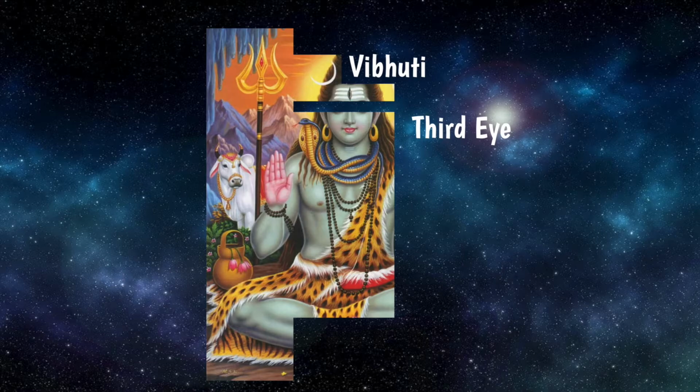The second symbol we're going to talk about here is the three white lines on Lord Shiva's forehead. They are called vibhuti and are made of ashes. You may see some people wearing these, and it is most likely because they are wearing it to honor Lord Shiva. It signifies the immortality of Lord Shiva and his glory.